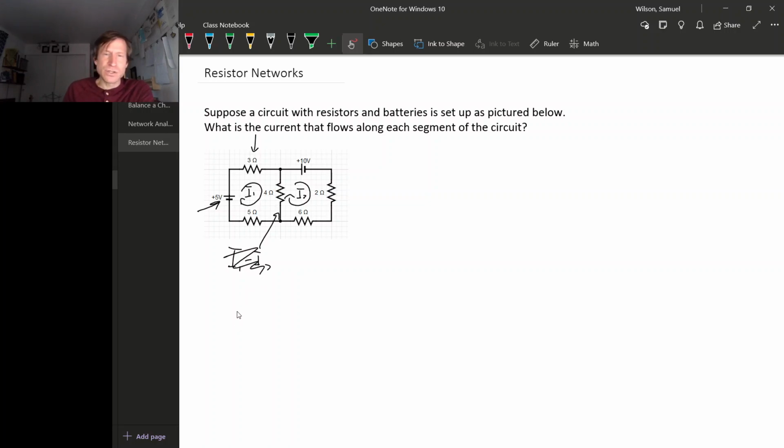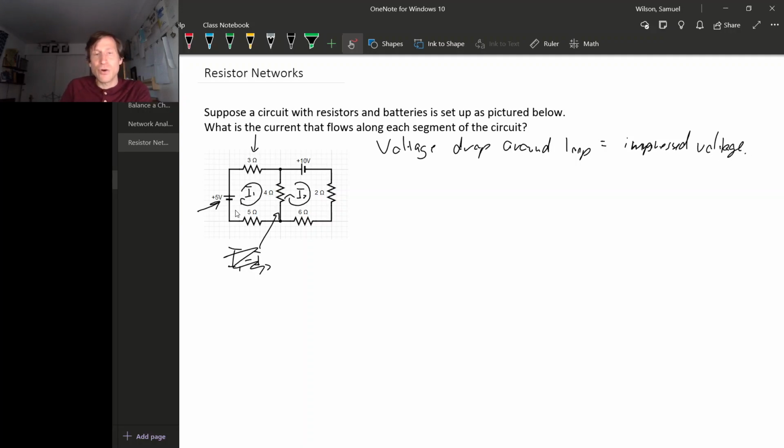Okay, so with that in mind, what can we do? How can we actually figure out these currents? What we'll do is look at Kirchhoff's law. So Kirchhoff's law says that the voltage drop around a loop is equal to the impressed voltage.